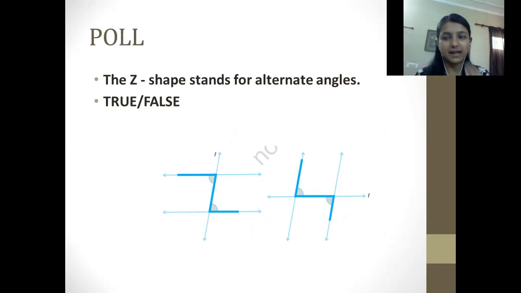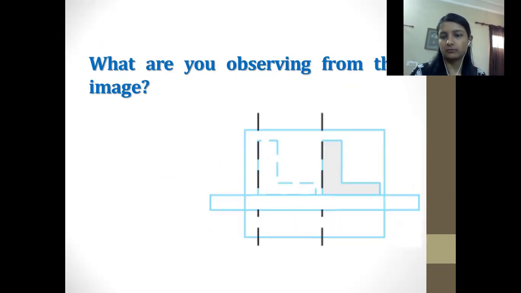Yes, you are guessing it right. So they are making alternate angles. Alternate, as I told you, itself says angles which are opposite to each other, but inside. So they would be considered alternate angles. So this would be the true answer for this. So now, what are you inferring from this picture?